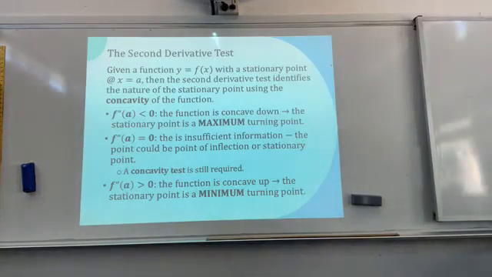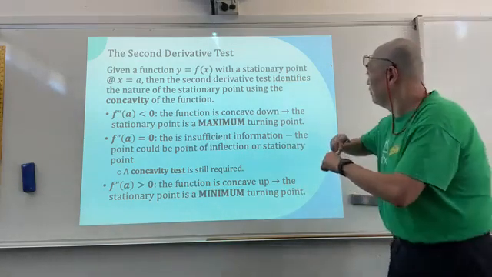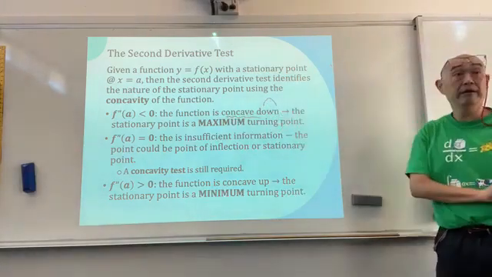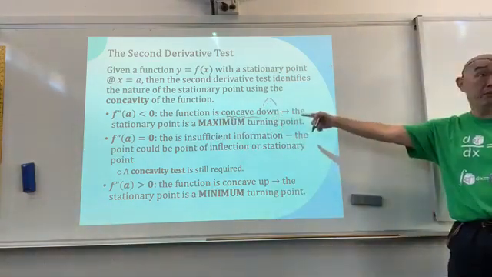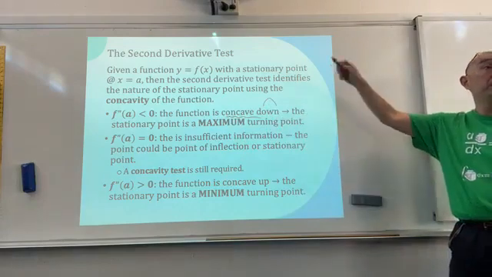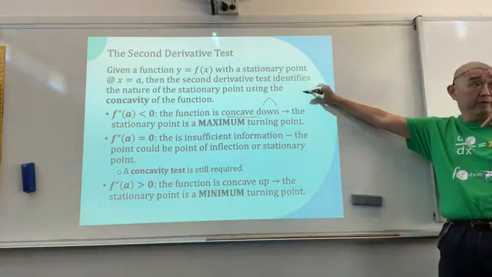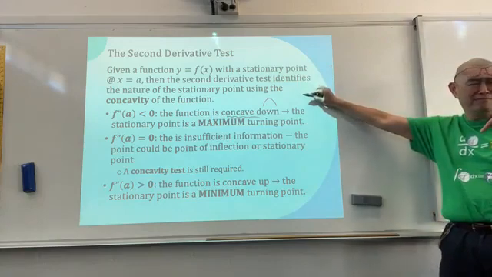Given a function y equals f(x) with the stationary point at x equals a, then the second derivative test identifies the nature of the stationary point using concavity of the function. If it is less than 0, the function is concave down. Concave down is that way. So therefore it is a maximum. This is why you need to know the concavity before you use your second derivative.